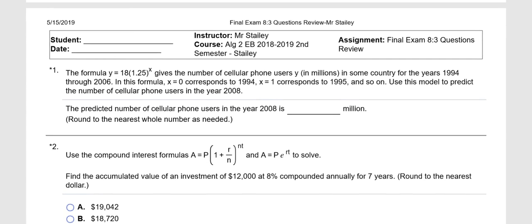8.3. They gave me an equation. Okay. Make sure I printed you all.